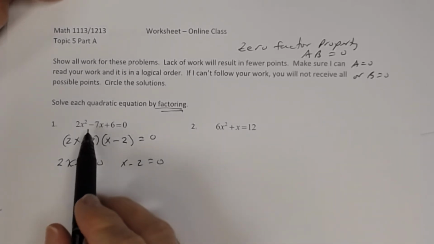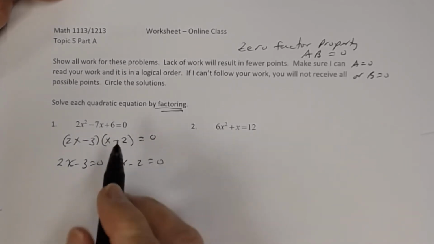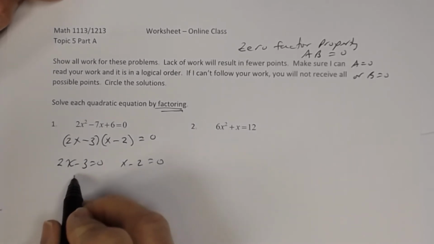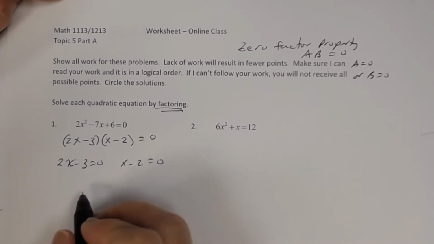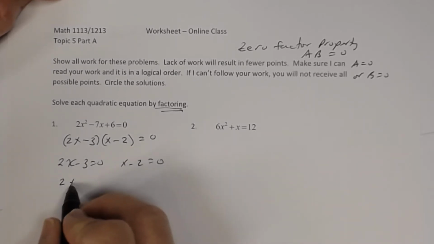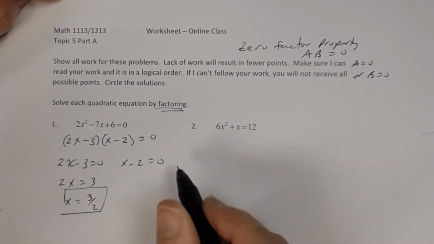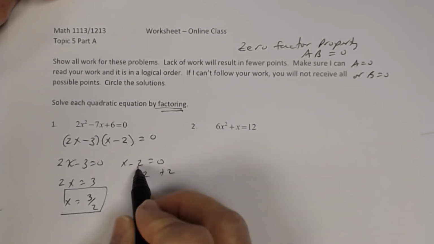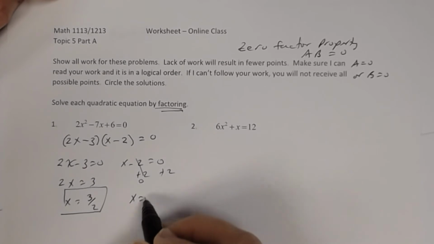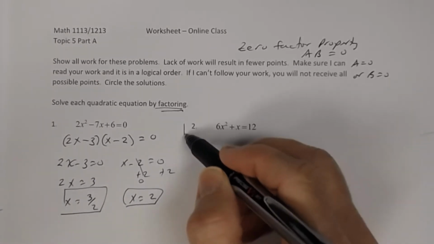Now I want you to notice that I went from a quadratic equation to two linear equations. To solve this linear equation, you're going to bring all the constants to one side, and then you can divide by the coefficient of x. So I get 2x equals 3. Then when I divide both sides by 2, I get x equals 3 halves. So that's one of your solutions. And over here, this one is easy because all you're going to do is add 2 to both sides. When you combine like terms, you get x equals 2. So those are your two solutions for this first quadratic equation.